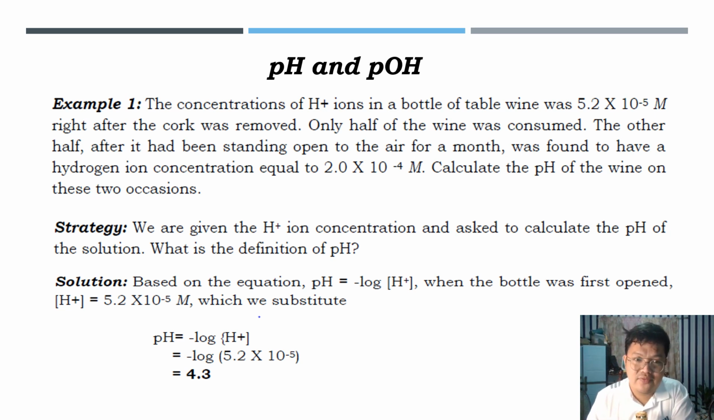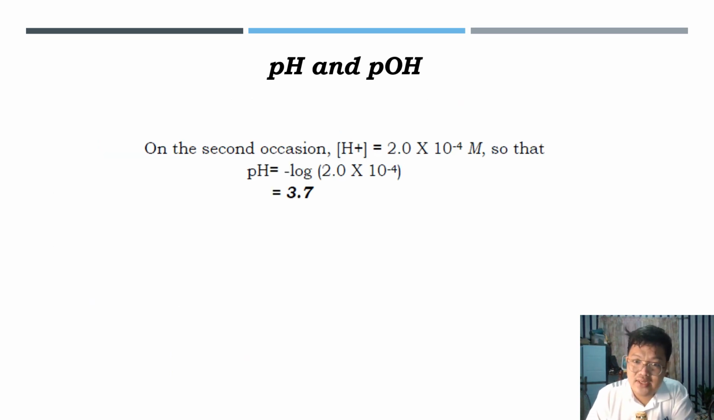Okay, let's move further. On the second occasion, we will also be calculating the pH noong nabuksan na yung wine and then umalingasaw na siya. So let's try now to calculate its pH using the equation pH is equal to negative log. Then we will be using the 2.0 times 10 raised to negative 4. So let us try to calculate using our scientific calculator. I will now try to input the negative log and then 2.0 exponent raised to negative 4.